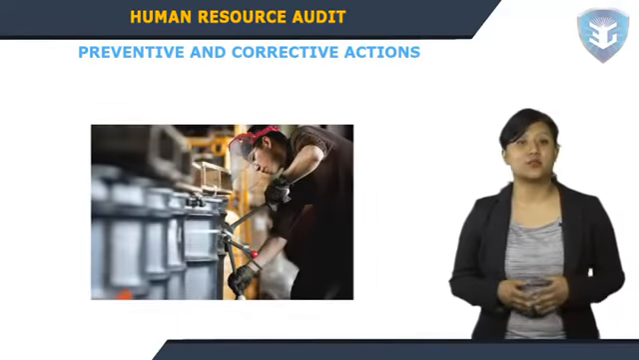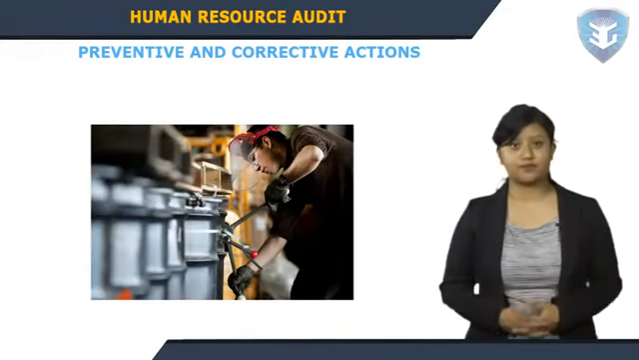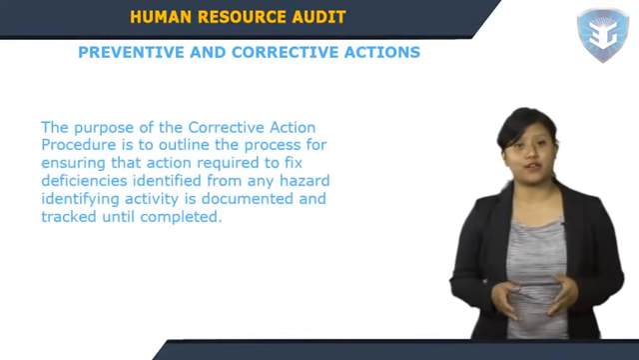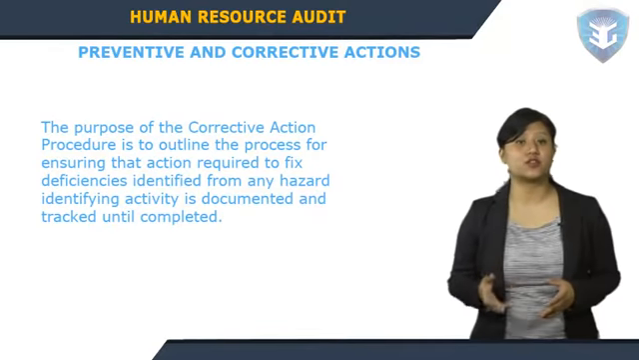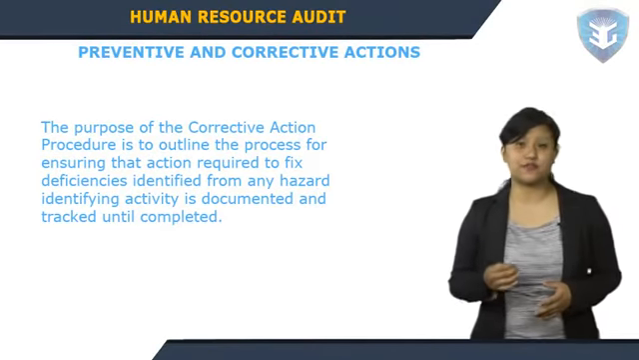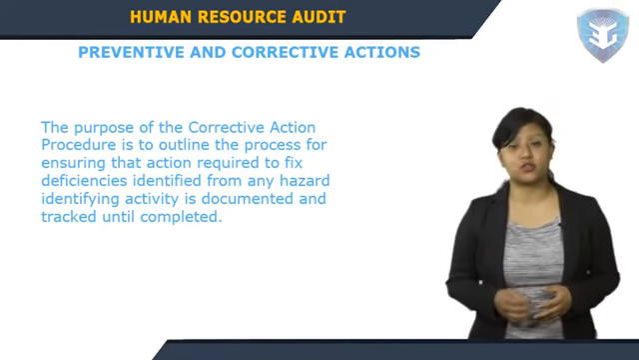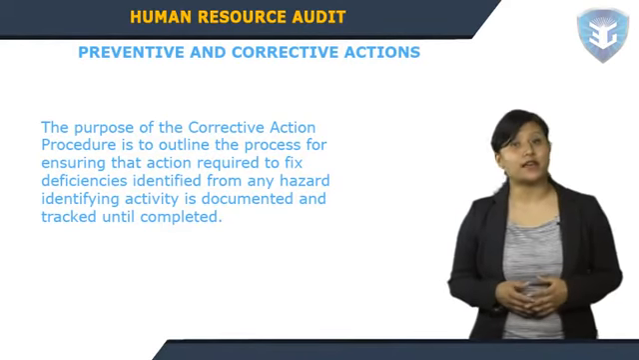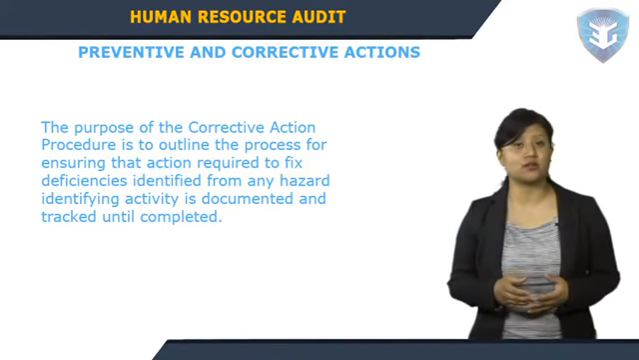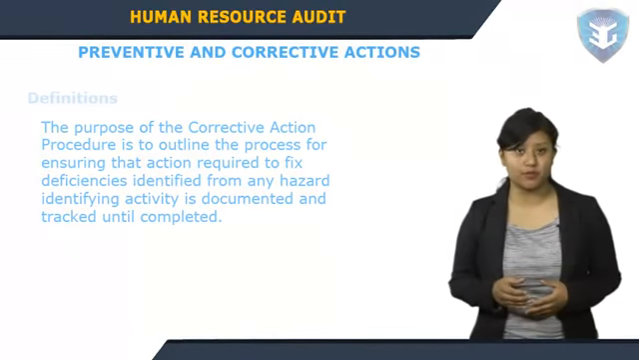We will now discuss preventive and corrective actions. The purpose of the corrective action procedure is to outline the process for ensuring that action required to fix deficiencies identified from any hazard identifying activity is documented and tracked until completed. Such hazard identifying activity includes inspections, testing, audits, as well as hazard and incident reporting.